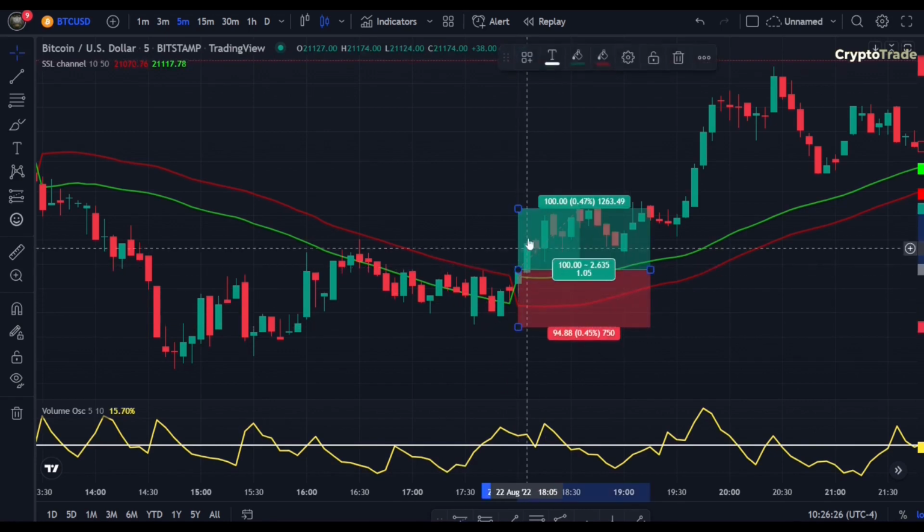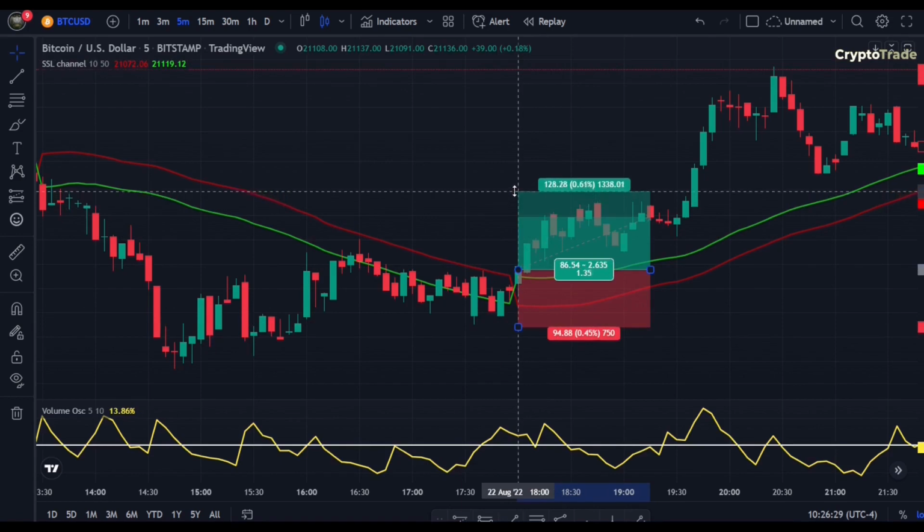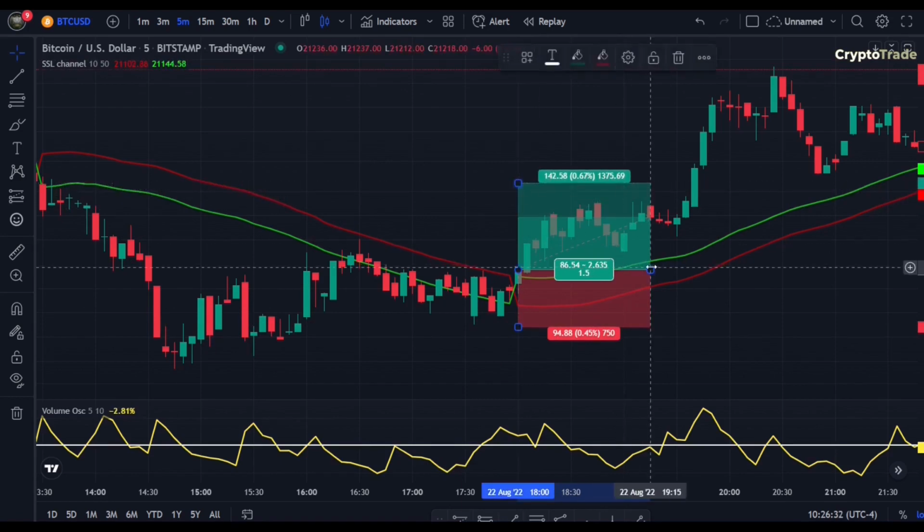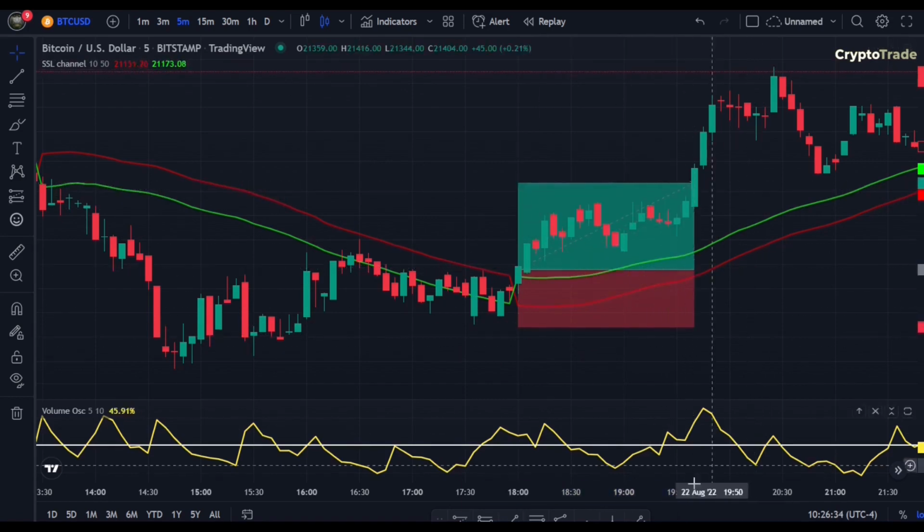Place the stop loss below the nearest swing low. The risk to reward ratio will be set to 1 to 1.5. The market reached the target and the trade was automatically closed with a gain. Let's look for the next trade.